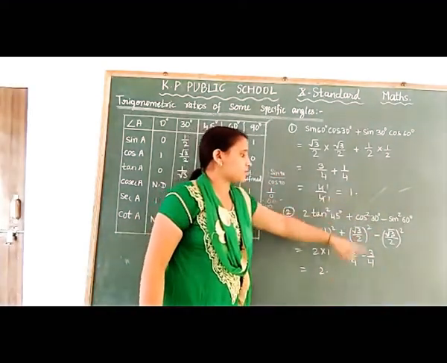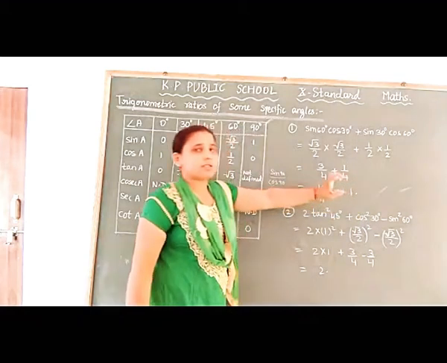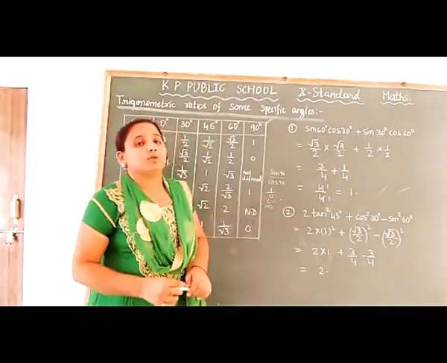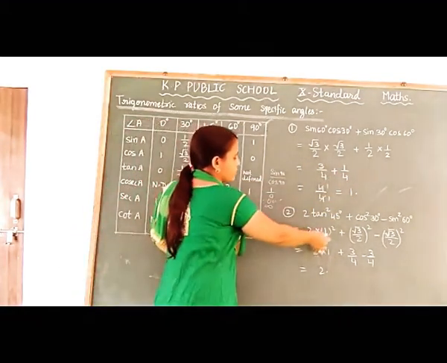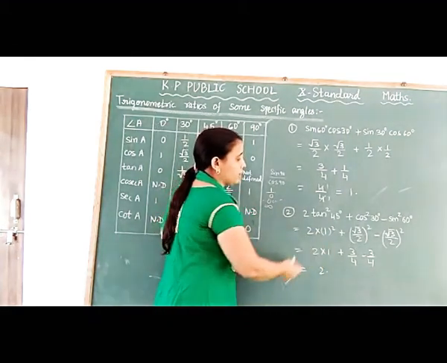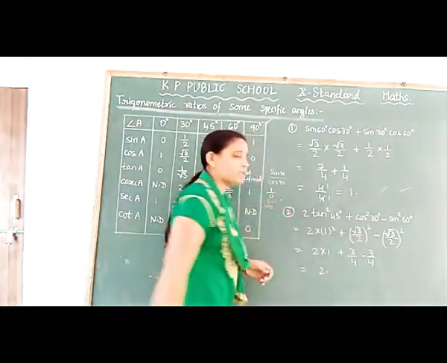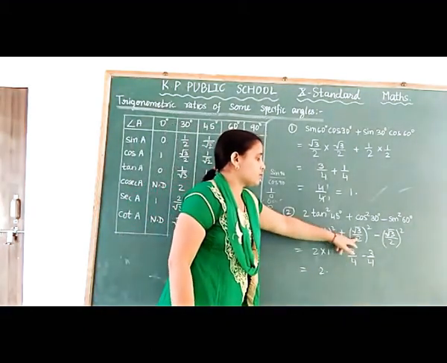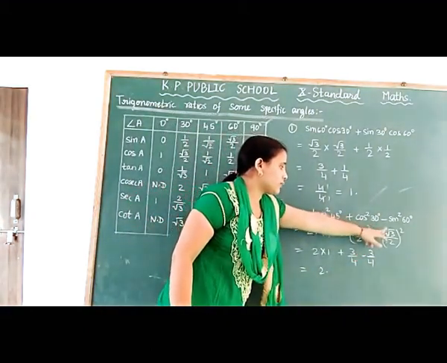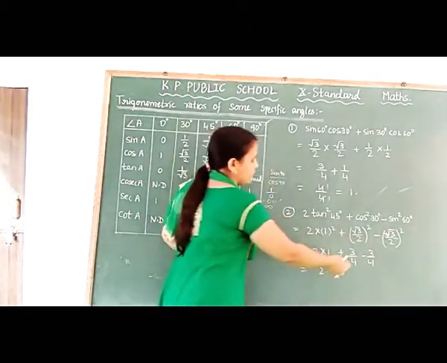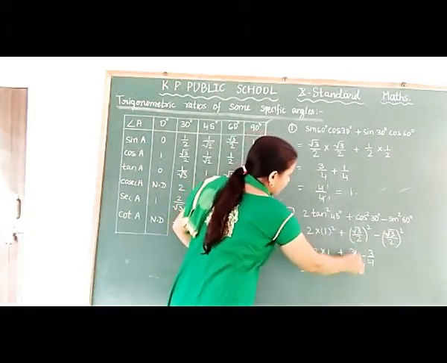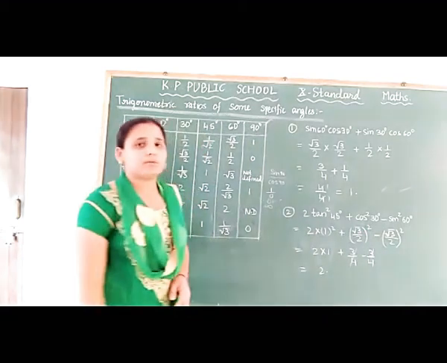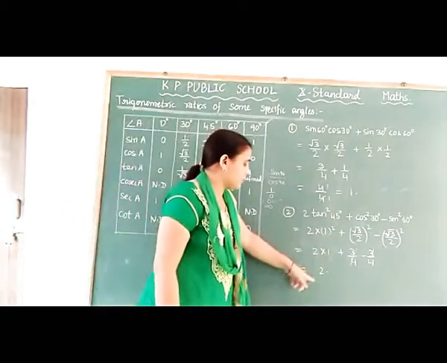The value of sin 60 is what? Root 3 by 2. And since it is given in square, that will become root 3 by 2 whole square. Now 1 square is 1. So this is 2 into 1, and root 3 square means root 3 into root 3, that will become 3 by 4. This 2 square is 4. Minus same thing, root 3 by 2 whole square, that is 3 by 4. So plus 3 by 4 minus 3 by 4, this will be cancelled. It will become 0, and next 2 into 1, that is 2.